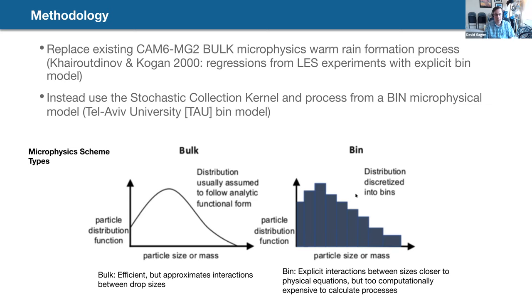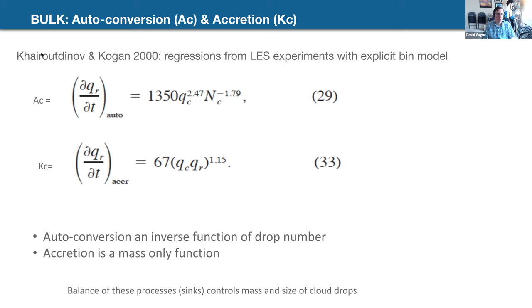The current scheme uses Khairoutdinov and Kogan 2000. It's actually an emulator itself, a regression emulation of large eddy simulations with an explicit bin model. In particular, we care about modeling autoconversion, which is an inverse function of drop number, and accretion. Autoconversion is where you go from cloud droplets to raindrops, and accretion is where a raindrop collides with cloud droplets and grows bigger in the process.